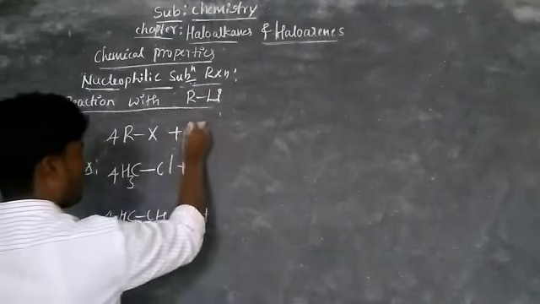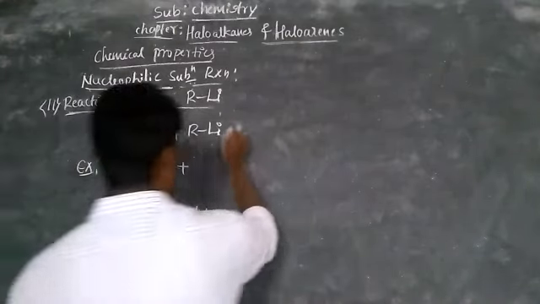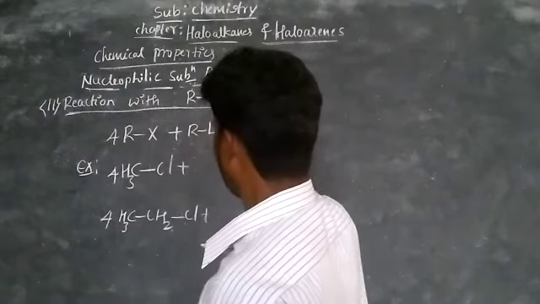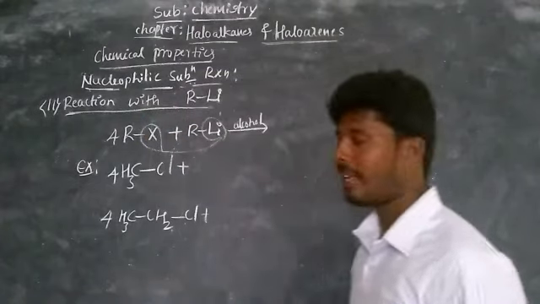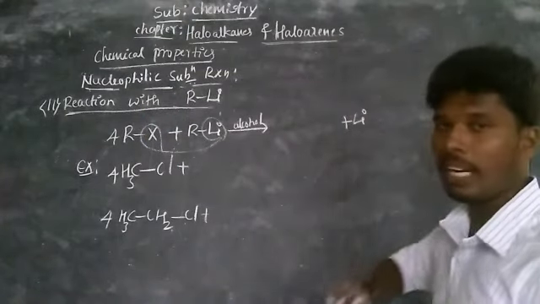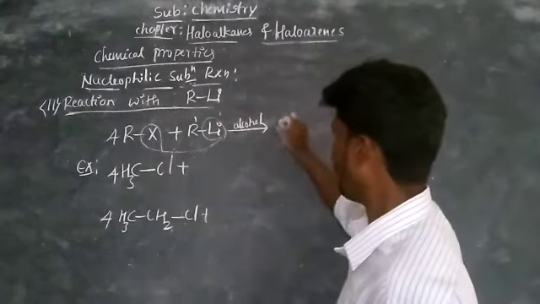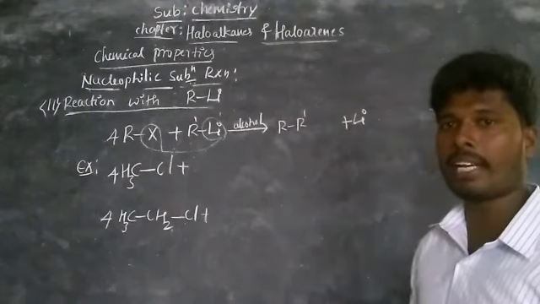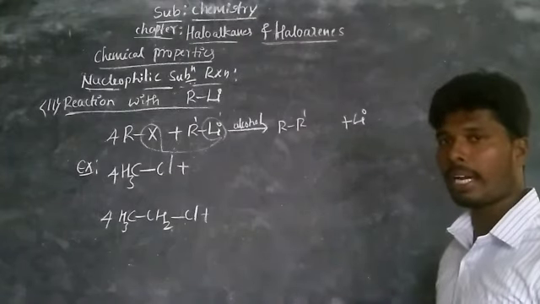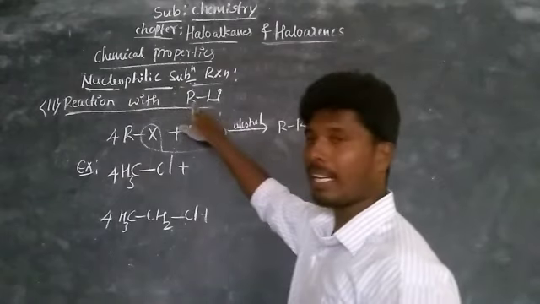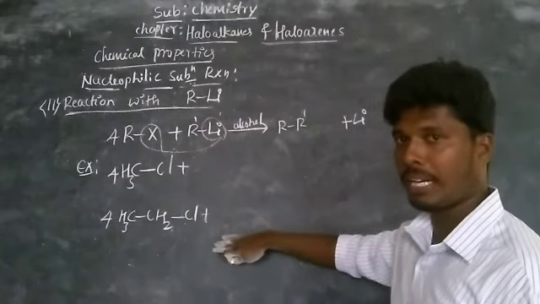So what you get here? RX treated with alkyl lithium. This lithium and this halide become lithium halide. For our convenience, write here R dash. So what you get? R and R dash together. So here we get higher alkanes. In the last reaction, with lithium aluminium hydride, you get lower hydrocarbons. But in the case of alkyl lithium, you get higher hydrocarbons. Let us see in this example how you get higher hydrocarbons.